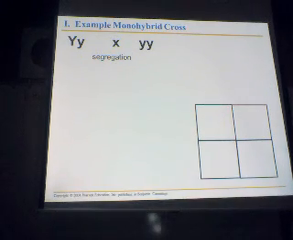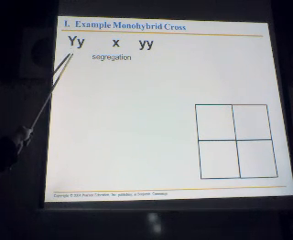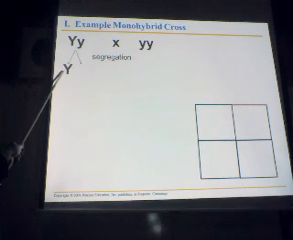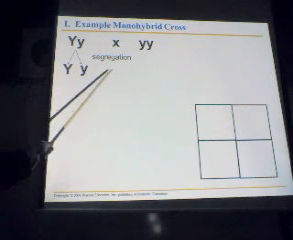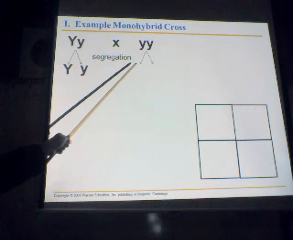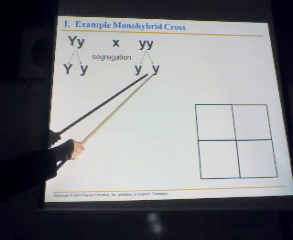Remember our principle of segregation. When this parent forms its gametes, it's going to separate its two alleles. It can give a gamete a big Y, or it can give a gamete a little y. Same thing for this parent. There's a segregation when it goes through meiosis and forms its gametes. We'll have either a little y, or it can give also a little y.